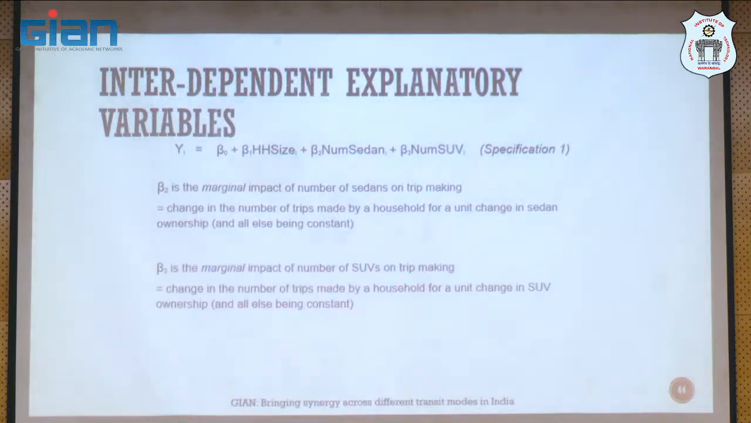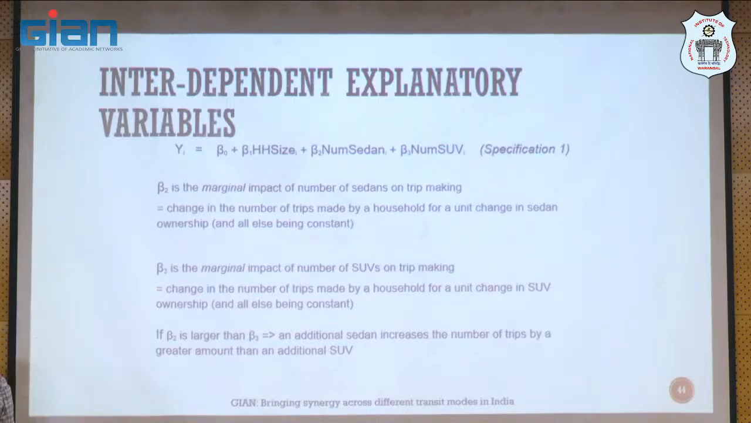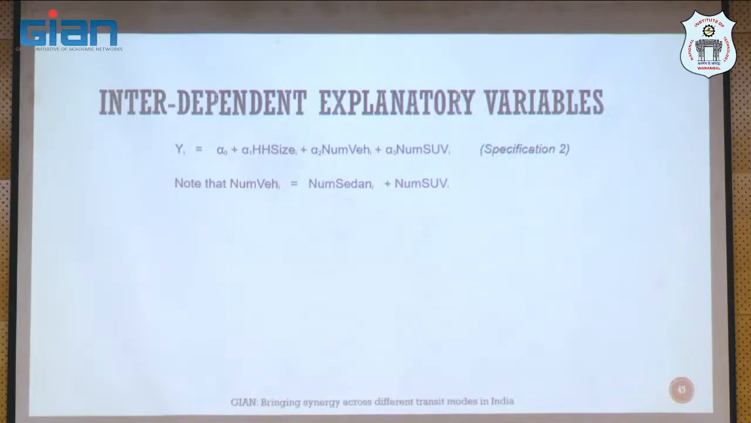So now, if beta 2 is larger, what does that tell you? That tells you that sedans increase trips more than SUVs. Okay. Now, let's look at this specification. I'm looking at this specification where I have household size, number of vehicles, and number of SUVs. What does alpha 2 represent here?